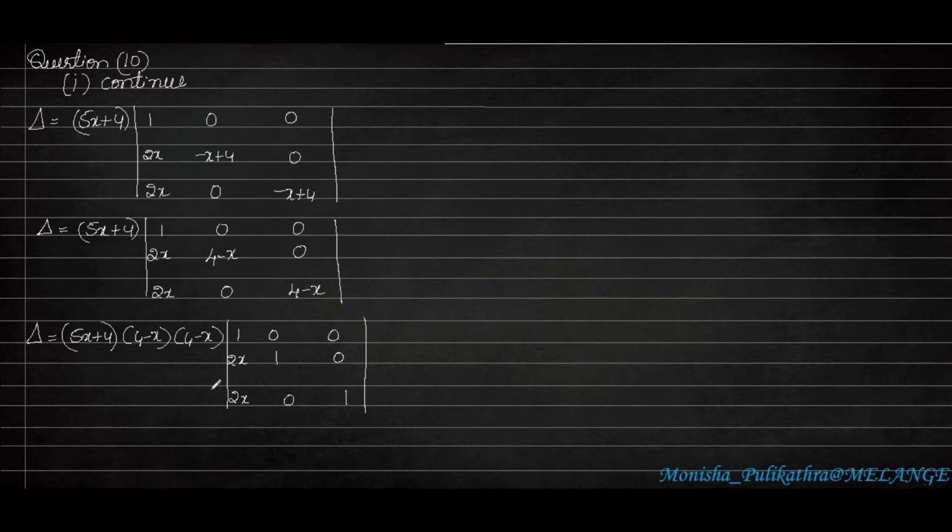Okay, so next we have to take the determinant part of it. So delta is equal to 5x plus 4. Here 4 minus x is twice, so we can write it as 4 minus x whole square. Next we have to keep one thing in mind. If I take this last row for the determinant, if I take 2x, then this 2 will get cancelled. Okay, the remaining is this.